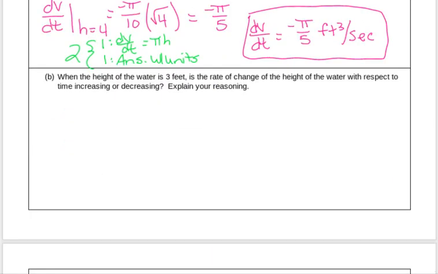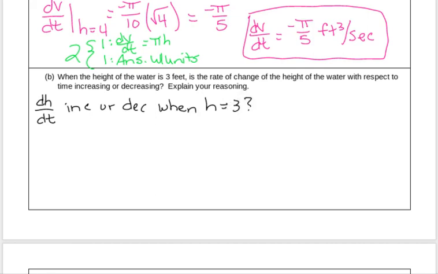Okay, part B here. When the height of the water is 3 feet, is the rate of change of the height of the water with respect to time increasing or decreasing? So we're looking at dh/dt, the rate of change of the height of the water with respect to time. Is that increasing or decreasing when h equals 3? That's really what this question is asking.